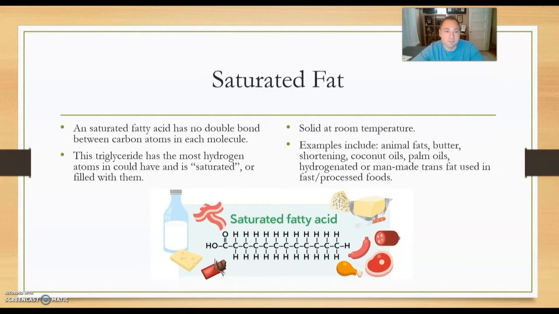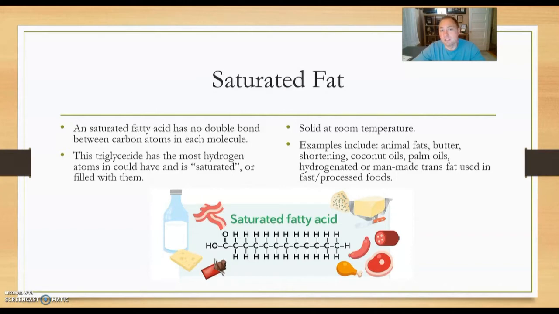Each bond indicates how many electrons they can share. Now carbon, the reason it creates so many chains is it's only got 4 electrons in its atom, so it can bond with almost anything, and that's why you'll see such an amount of connections. Well, why is it saturated? Well, the triglyceride has the most hydrogen atoms it could have and is saturated or filled with them. So you can see there's no double bonds between carbons, which means the full amount of hydrogens would be on that saturated fat.